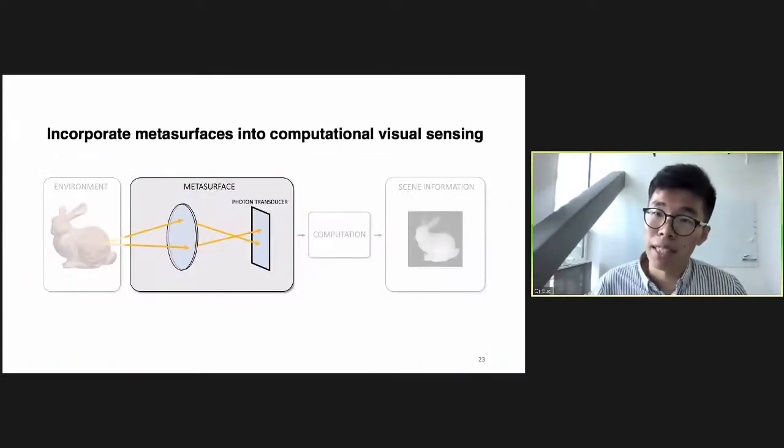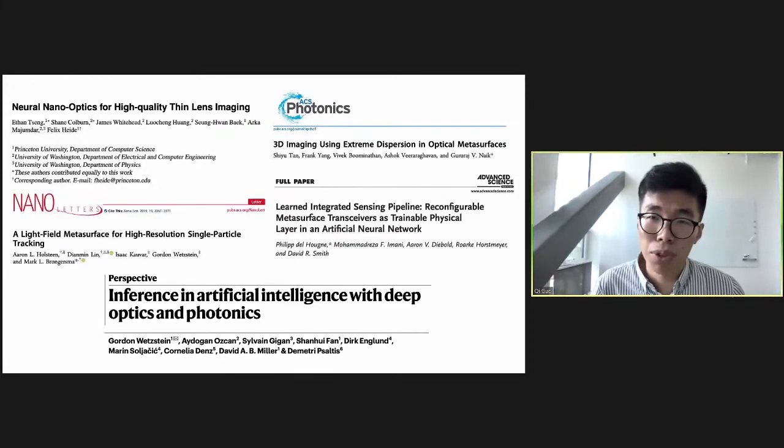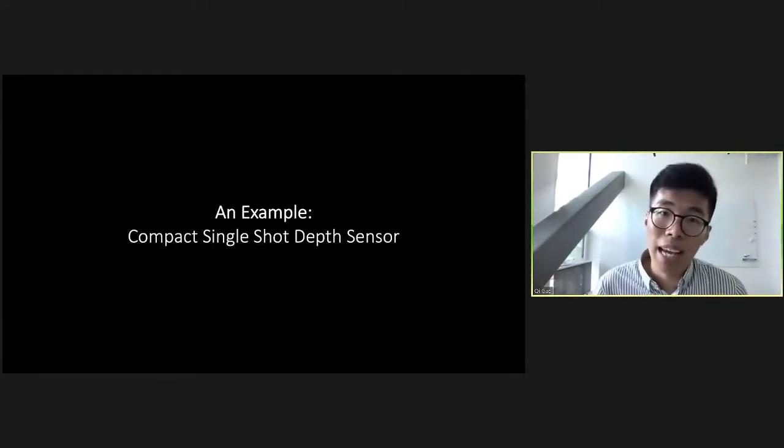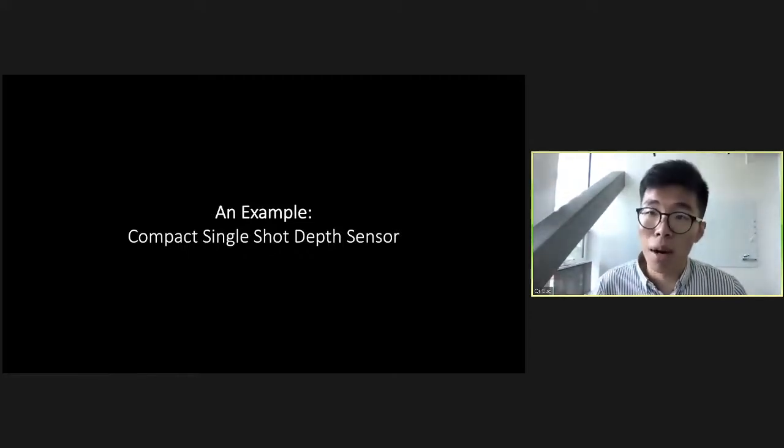As metasurfaces have the advantages of being compact, versatile in wavefront modulation, and multifunctional, I believe they are very suitable to be used as the optics part in computational visual sensors. Several groups in this community have already pioneered their research in incorporating metasurfaces. And today I will present a past work from our group, which is an example of using a metasurface to build a compact single-shot depth sensor.